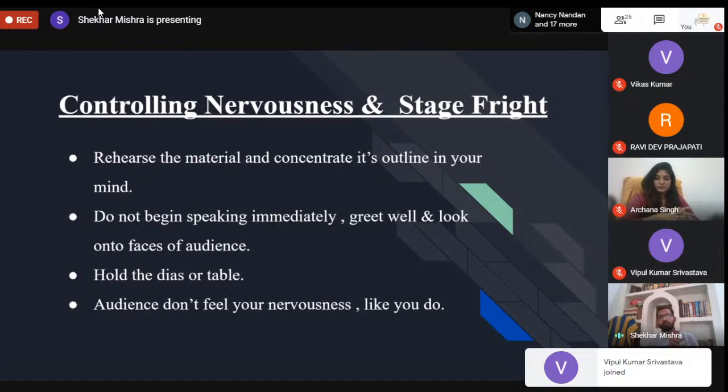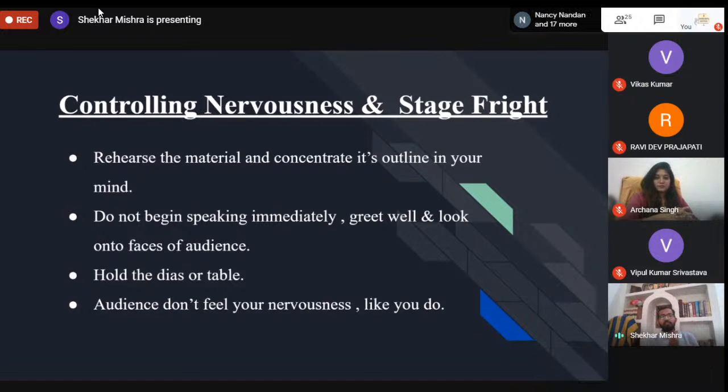Hold the dais or table. If you are feeling very nervous, then hold the dais, lean on it, and then speak. If your legs are shaking or anything like that, then hold the dais or table. This is one of the best ways. Now, the kind of nervousness you feel, the audience doesn't feel. They can feel it only when you are very nervous and it's showing on your face. Otherwise, no one feels your nervousness. So start presenting in whatever way you can.